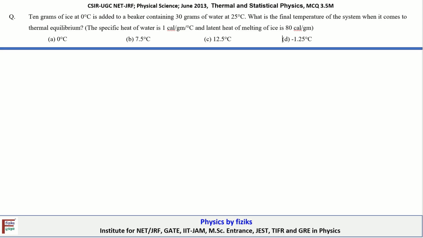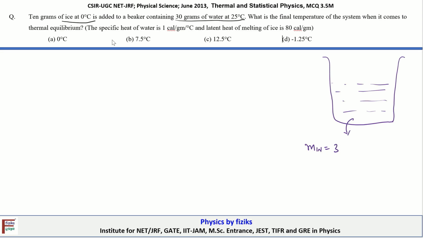The statement is: 10 gram of ice at 0 degree Celsius is added to a beaker which contains 30 gram of water at 25 degrees Celsius. Okay, so let's take a look at the problem and try to understand it. We have a beaker containing 30 gram of water at a certain temperature. Let's write the parameters given to us. The mass of water, mw, is 30 gram, and its temperature, tw, is 25 degrees Celsius.